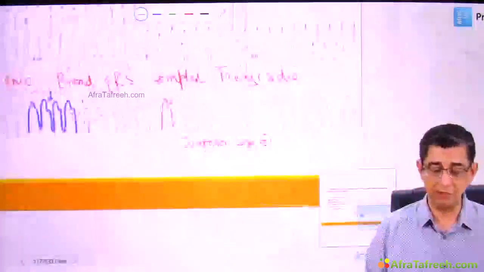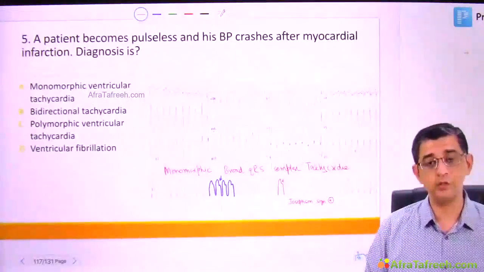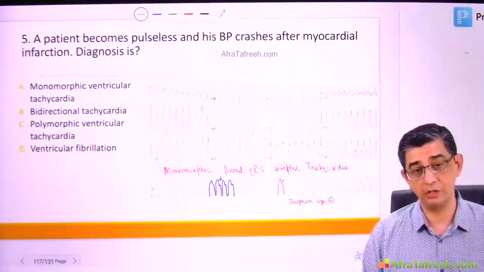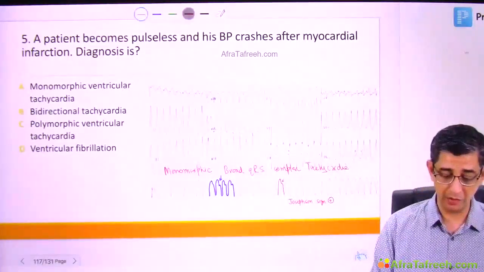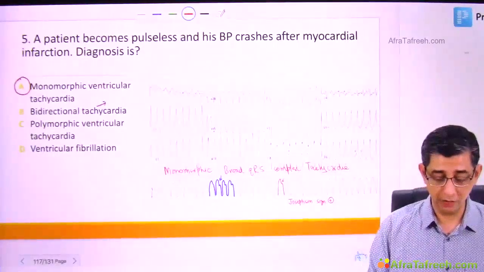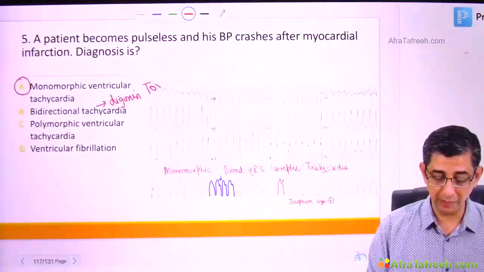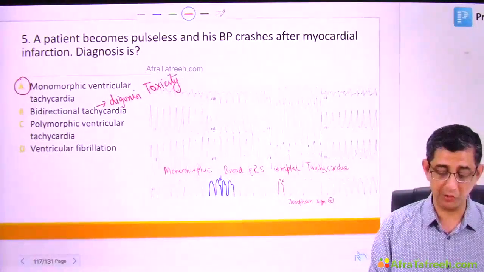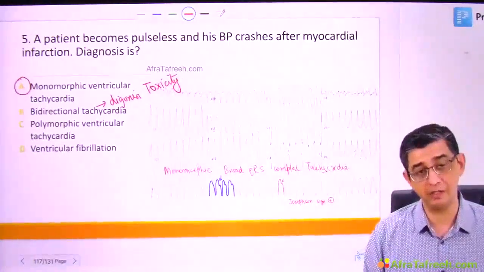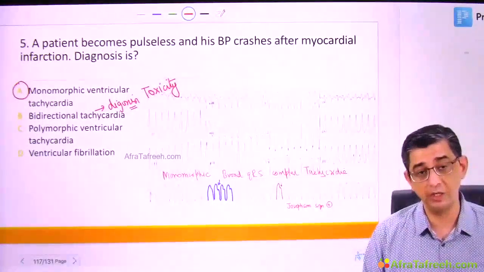This is a monomorphic VT, guys, and if it is a pulseless patient, then we will go in for a DC shock, and that would be a non-synchronized DC shock. The correct answer for this question is option alpha. Bidirectional tachycardia is always seen with digoxin. So you will often have a pediatric patient, because lots of times we use digoxin in heart failure for pediatric cases. So bidirectional tachycardia is very characteristic of digoxin toxicity.